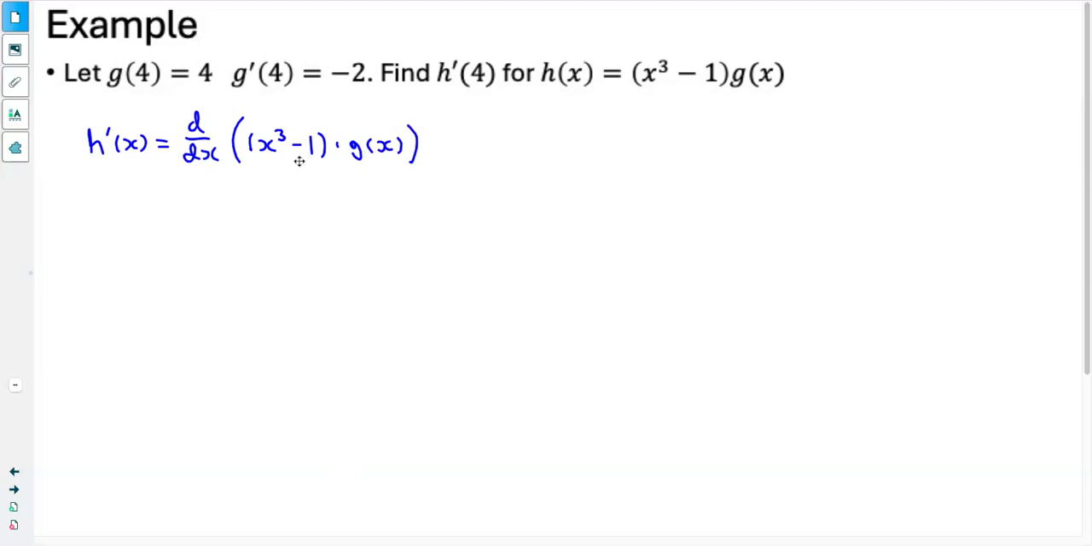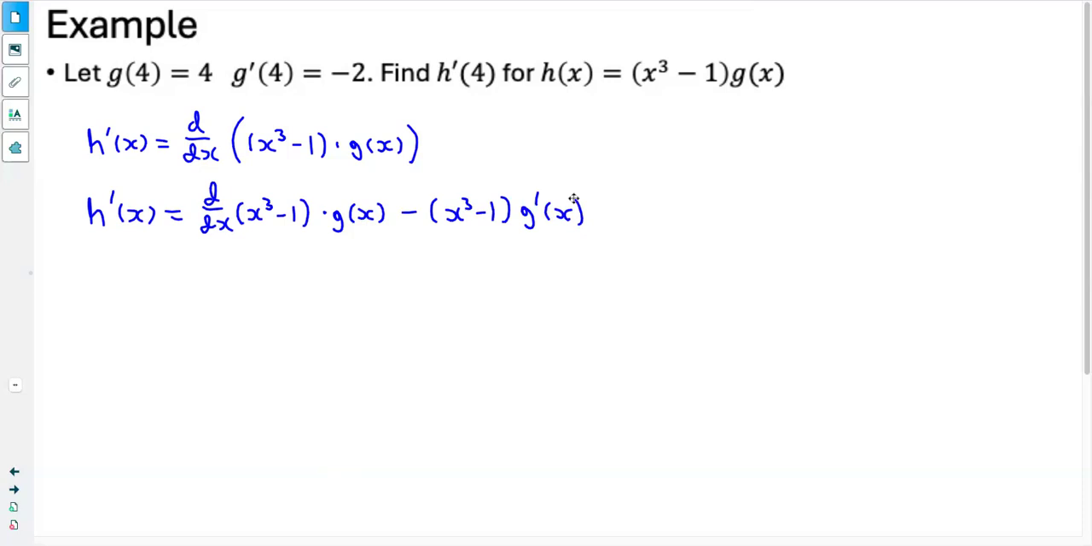So once again, we have two things multiplying by each other. So we've got our product rule, so we will utilize our product rule. So that's going to be our derivative of x cubed minus 1 times our function g of x, plus x cubed minus 1 times our derivative of g of x, which is our g prime of x.